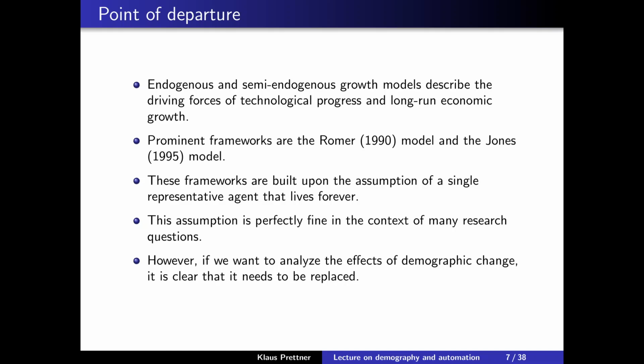The problem is that these frameworks are built upon the assumption that there is a single representative agent that makes all the economic decisions, and this agent is infinitely lived. And clearly, this may be a suitable assumption for many research questions. So if you are not interested in modeling demographic change or inequality for that matter, the assumption may be perfectly fine and make life much easier and not affect the outcomes in a distortive way.